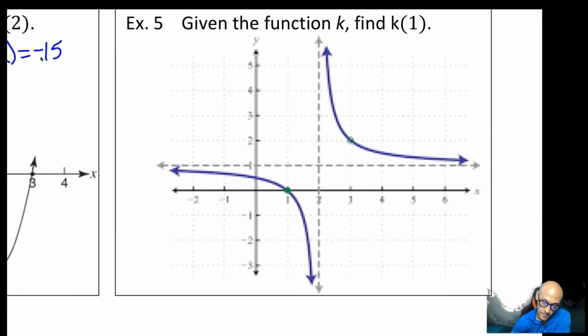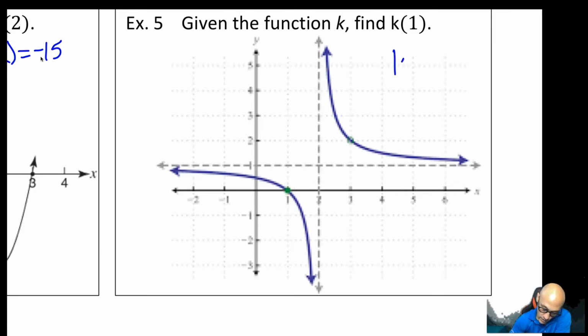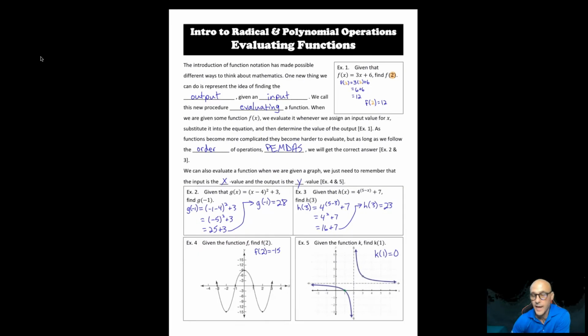Last problem here. Given the function k, find k of 1. So again, we look for the y value when x is equal to 1. Well, right here, this is where x equals 1, and there's the point, and it is 0. So k of 1 is equal to 0. It's right on the x-axis. And that is evaluating functions.